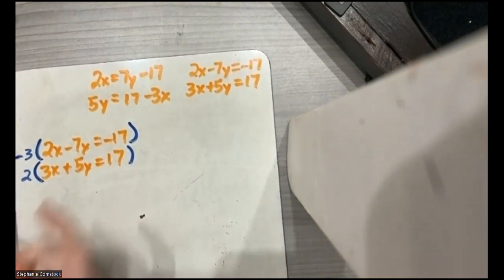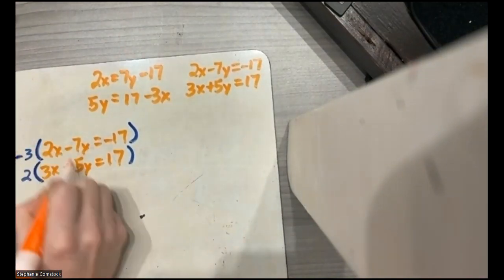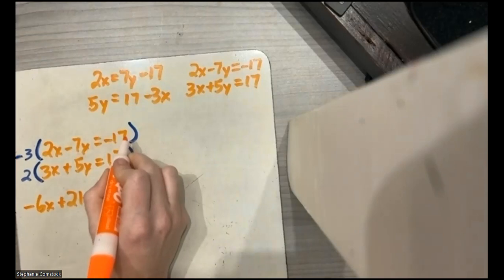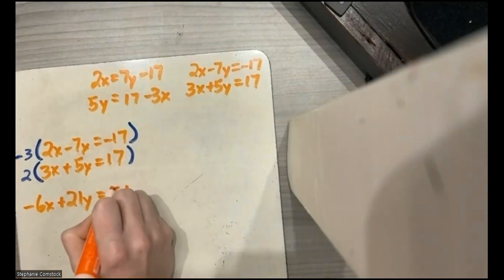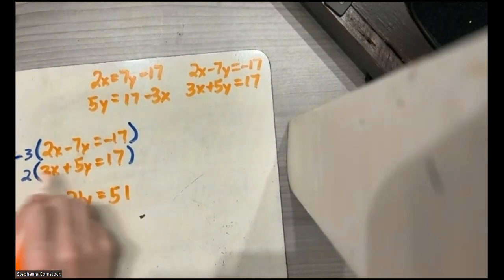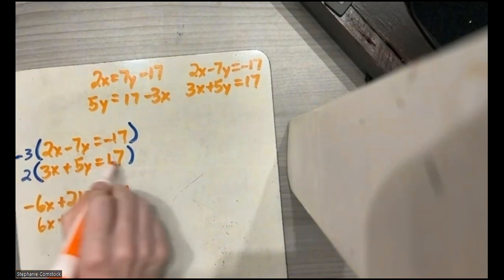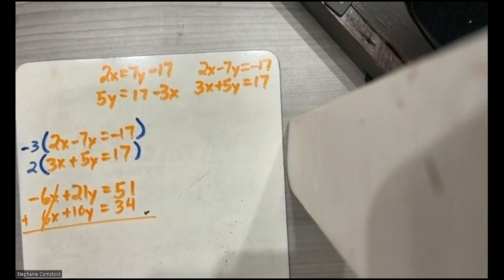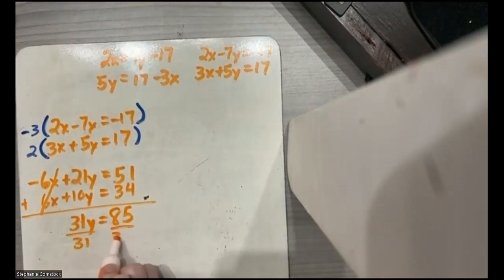Okay, so now distributing, I've got negative 6x plus 21y equals, that's going to be 51. Okay, and then 2 times 3 is going to be 6x. 2 times 5 is going to be 10y. And I've got 2 times 17 is 34. So we're going to add those two. Again, the x's will cross off because we made that match happen. I've got 31y equals 85. Divide by 31. I got 85 over 31. Now that will not clean up. It will not get pretty.